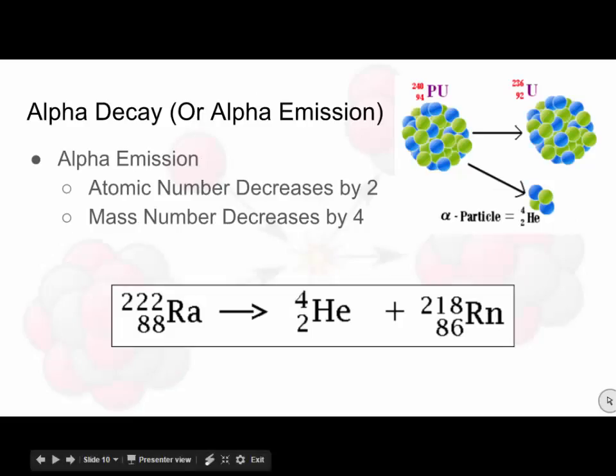So alpha decay looks like this. During alpha decay, or sometimes it's called alpha emission, we're going to give off that helium nucleus, or that alpha particle. So our atomic number for our element decreases by 2, so we go from 88 to 86. And our mass number decreases by 4. So we go from 222 to 218.